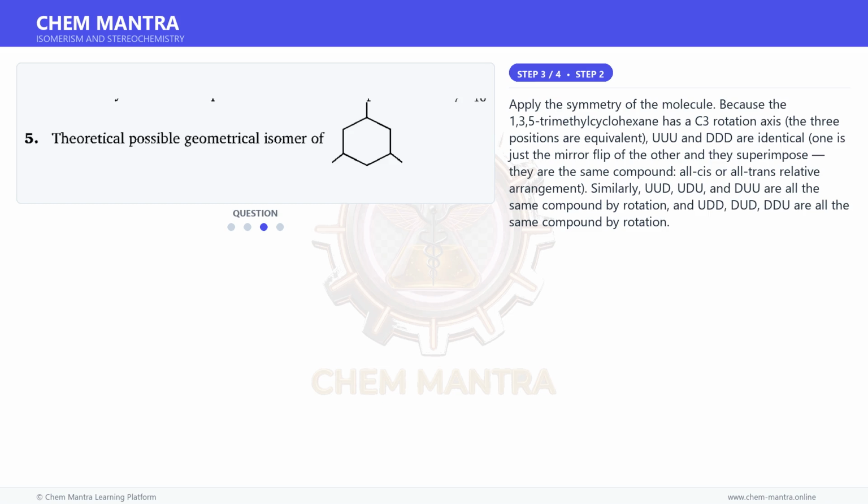Moving on to the next step. Apply the symmetry of the molecule. Because the 1, 3, 5 trimethylcyclohexane has a C3 rotation axis, the 3 positions are equivalent. UUU and DDD are identical; one is just the mirror flip of the other and they superimpose. They are the same compound, all cis or all-trans relative arrangement. Similarly, UUD, UDU, and DUU are all the same compound by rotation, and UDD, DUD, DDU are all the same compound by rotation.